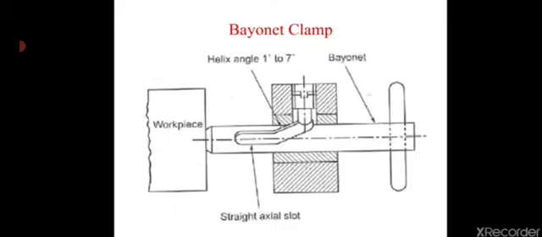Next one is bayonet clamp. It has a cylindrical cam partially threaded. A part of the groove in the bayonet is straight. The motion of the bayonet is guided by a spherical ended screw meeting with the groove in the bayonet. The bayonet can be pulled back straight axially through the straight slot to provide enough clearance during loading and unloading.